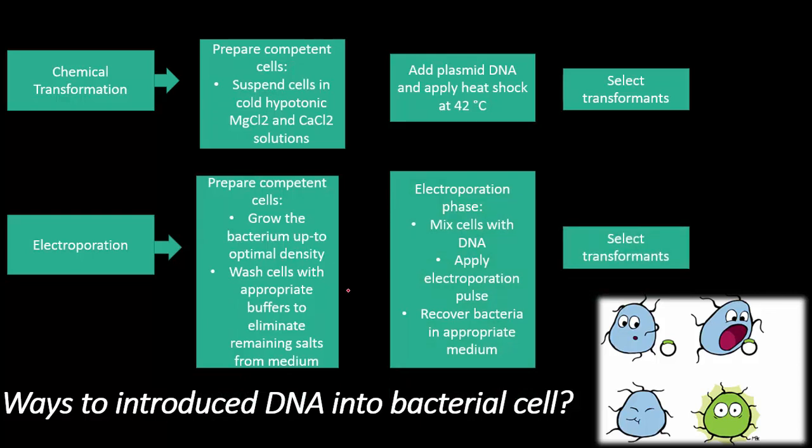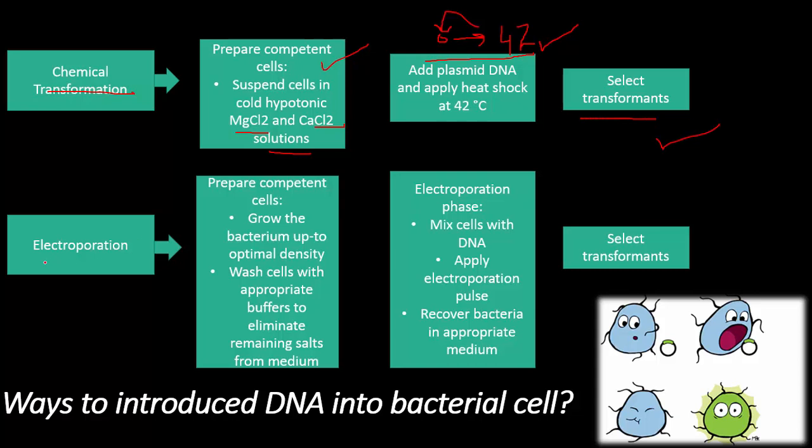What do we do in chemical transformation? In chemical transformation, first we prepare our competent cells, we suspend them in a hypotonic magnesium chloride or calcium chloride solution. Then we shift it from 0 degrees to 42 degrees C. When we give bacterial cells this heat shock treatment, the pores in the bacterial membranes become open. They take up the plasmid, and then we again shift it to 0 degrees C. Then the pores become closed, and next we select our transformants.